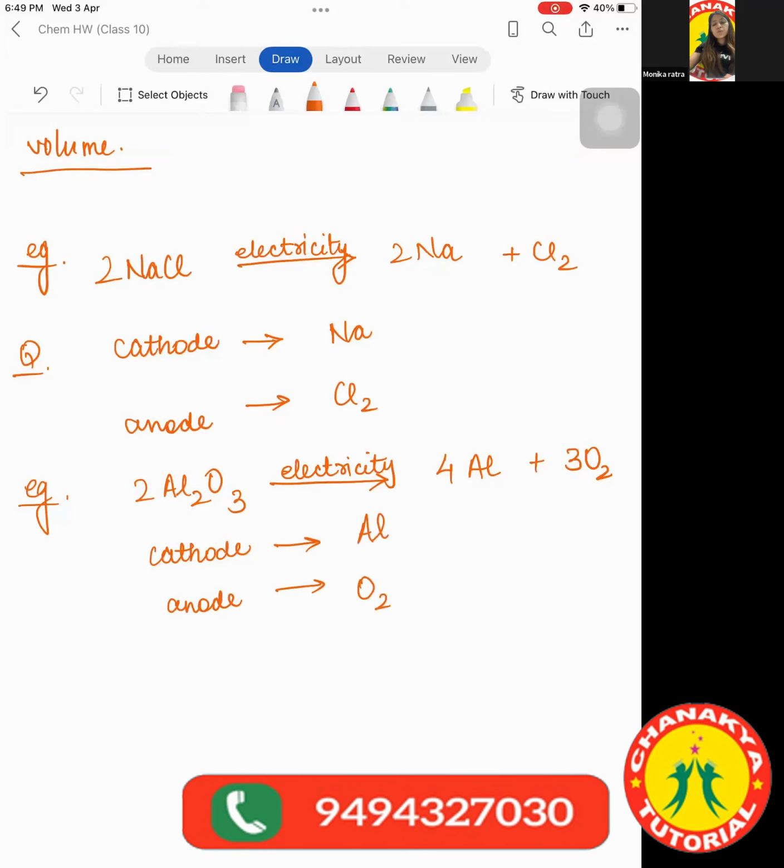Is it clear? So we have studied three types of decomposition reaction. The first one was thermal decomposition, which involved heat. Second one was photolytic decomposition, which involved light. And last one was electrolytic decomposition, which involved electricity. I have given you all the possible questions related to the equations which are involved in these three reactions, right?